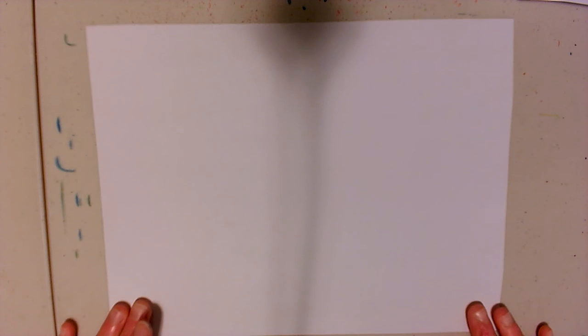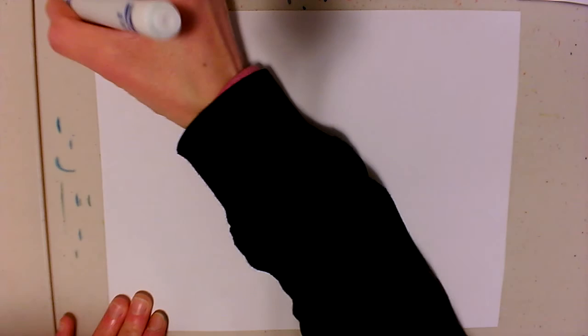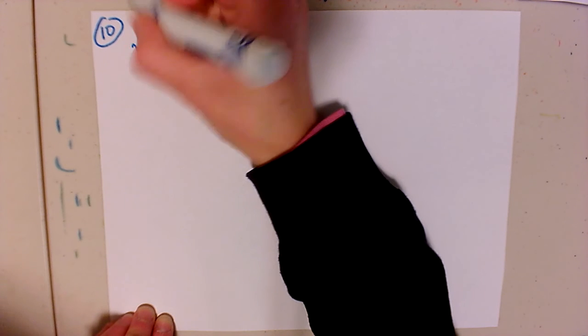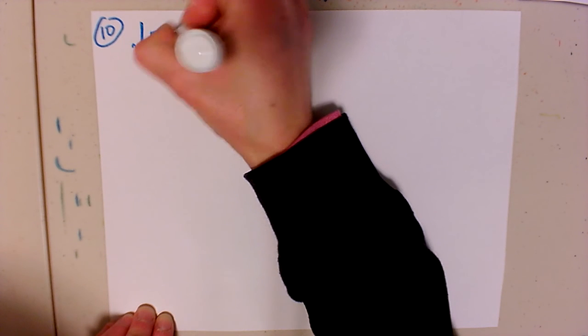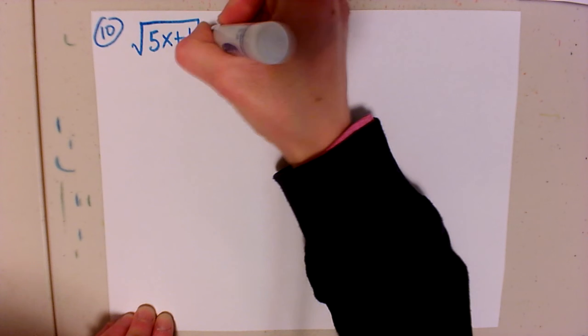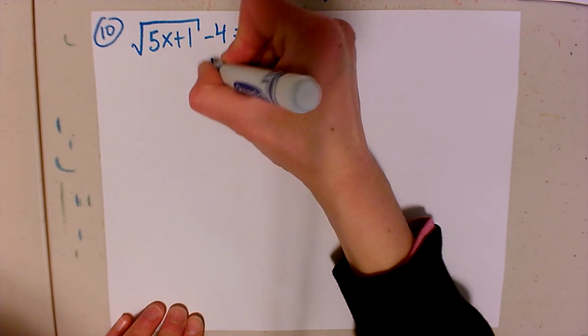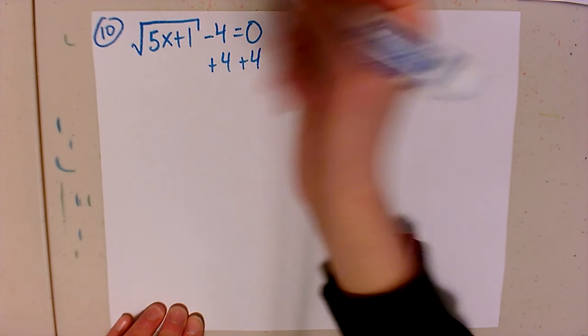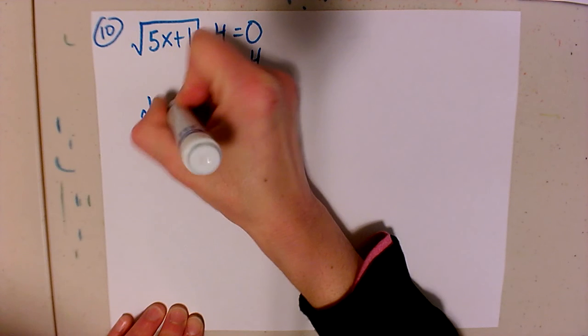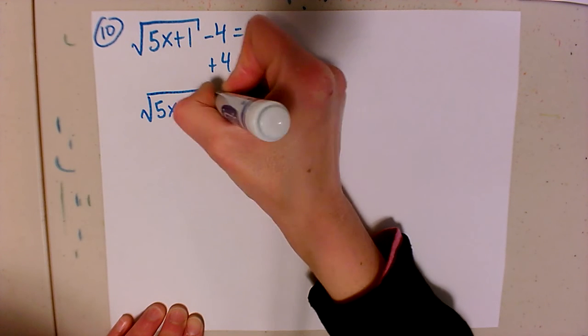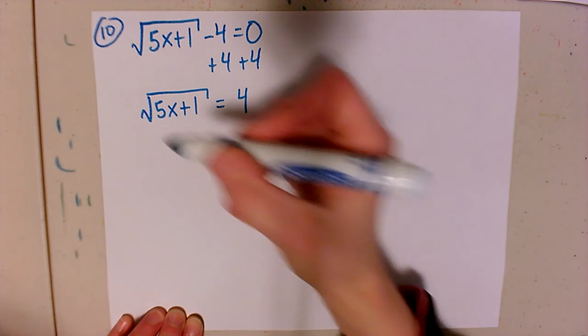Alright, so we'll go on to number 10. For number 10, we have the square root of 5x plus 1 minus 4 is 0. Okay, so we'll add 4 to both sides. Again, we want to get this radical by itself. So I have the square root of 5x plus 1 is 4.